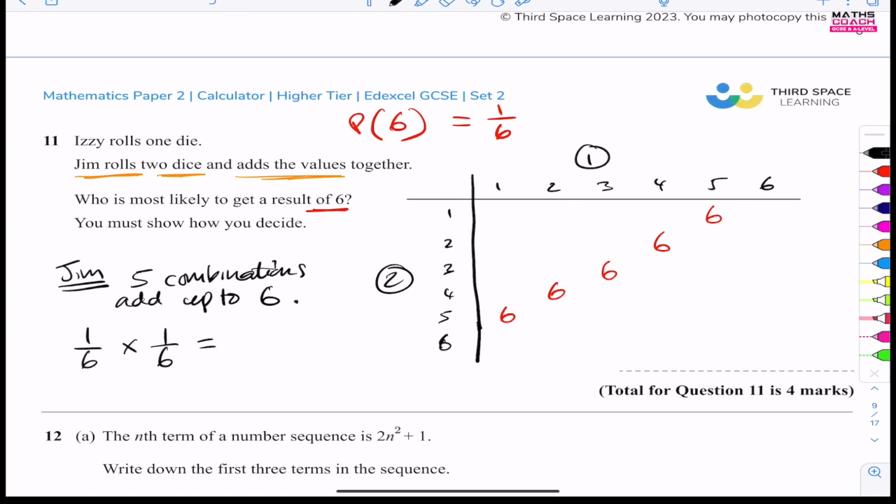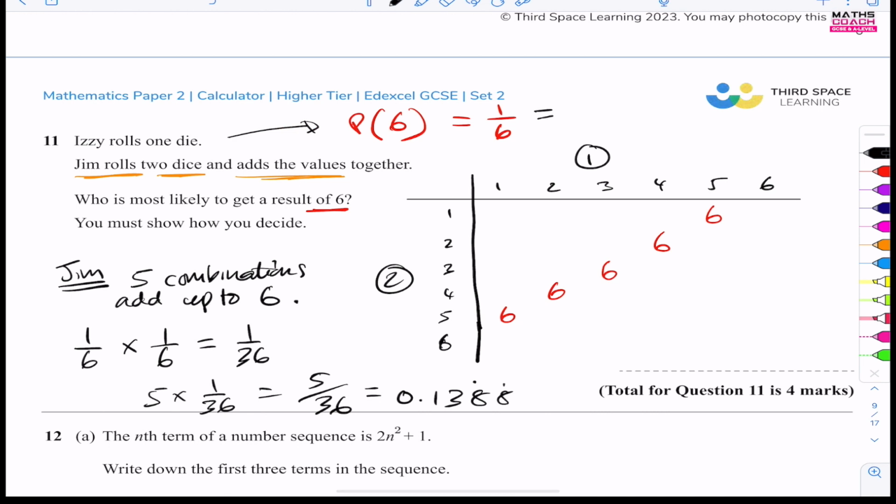So if we work out one of them, the total of that is 1 over 36, and then we multiply that by 5, so 1 over 36 times 5 gives us 5 over 36, and we can give that as a decimal answer, which is 0.1388 recurring. Now if we go to Izzy, remember Izzy's roll was just to get 1/6, and we work this out as a decimal, so that gives us 0.1666 recurring.